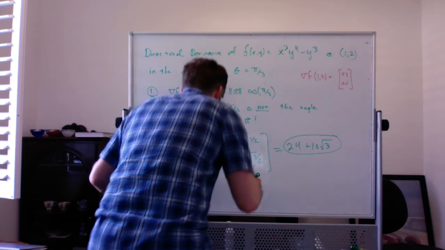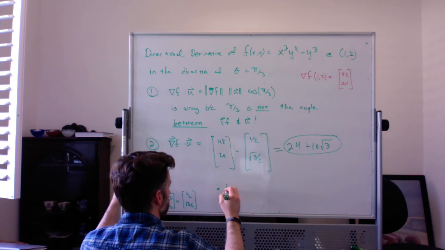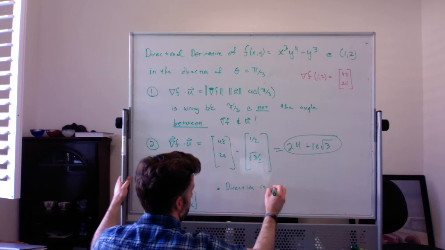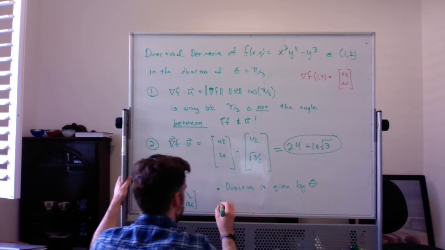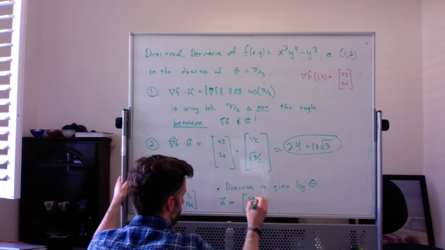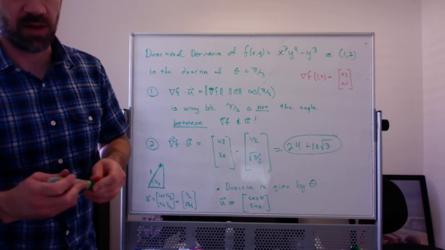So whatever your angle is, so key point here, if the direction is just given by some angle theta, then the vector u, that's the unit vector, is just the vector (cosine theta, sine theta). That'll always work. So that's how you tackle that problem for Rademacher's first homework problem.